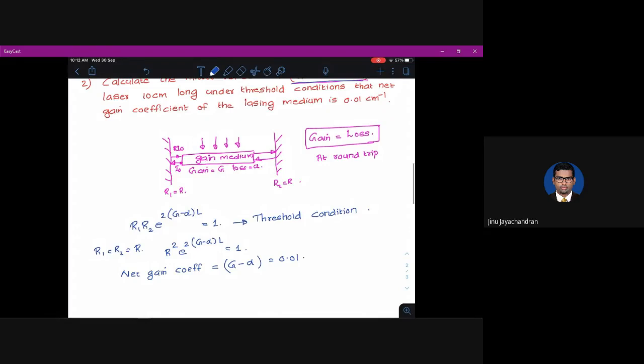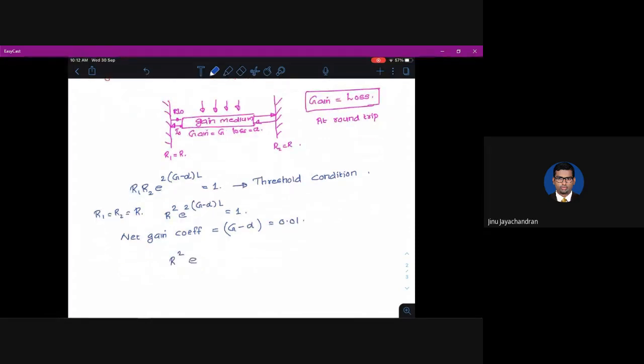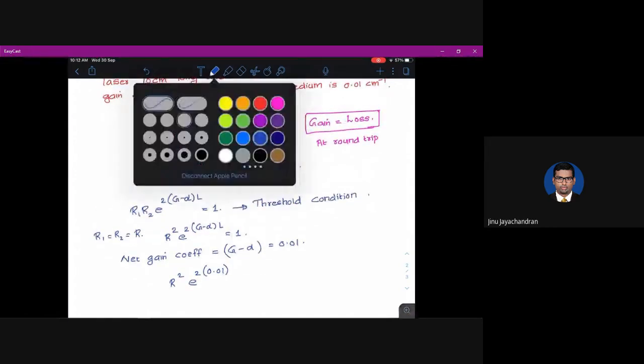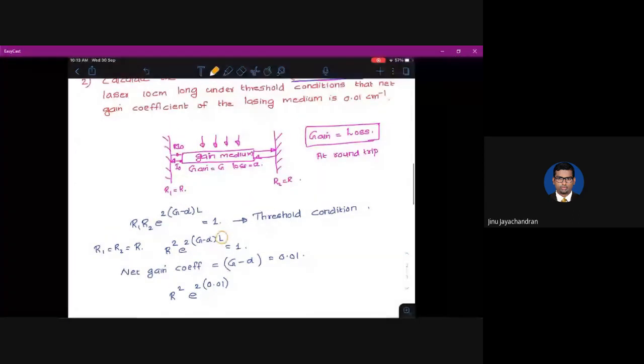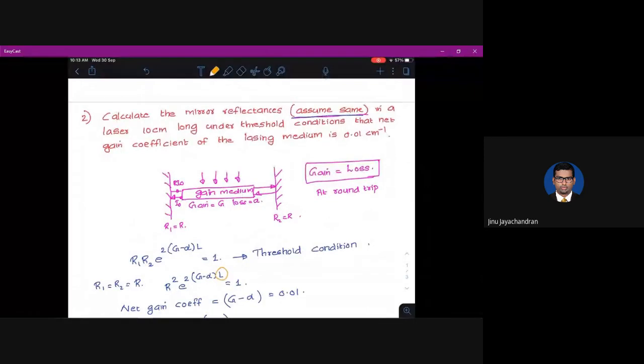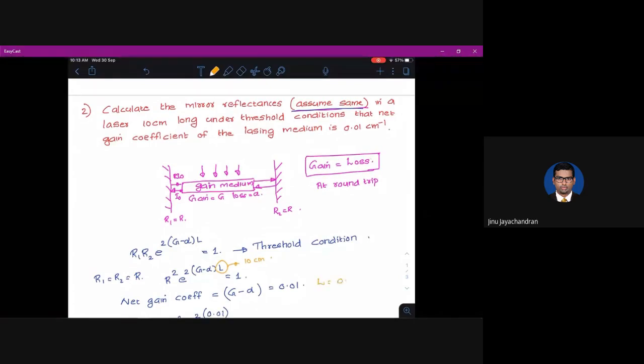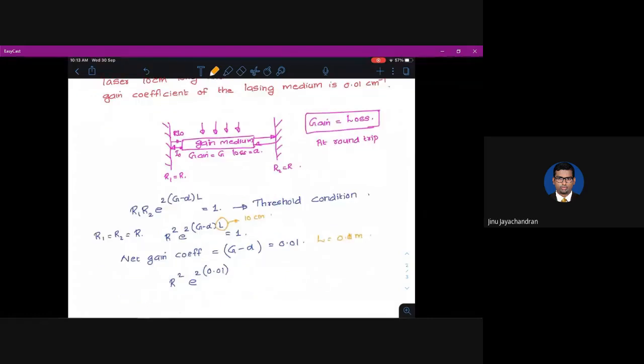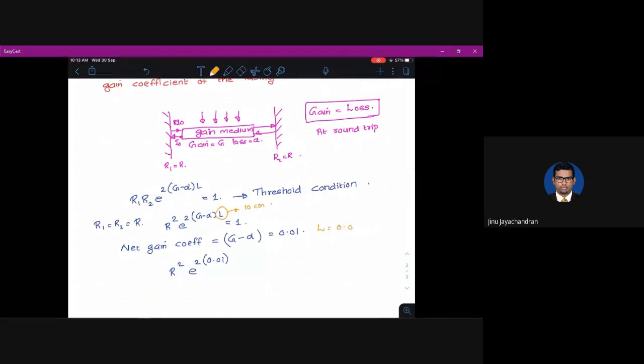Okay, so let's substitute in the equation. R square e raised to 2 into 0.01. Now L is the length of the system, or you can say the laser cavity length is L, which is equal to 10 centimeter. So L is equal to 0.1 meter. Sorry, 0.01 meter, I think.